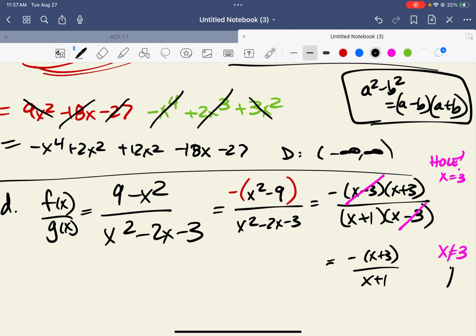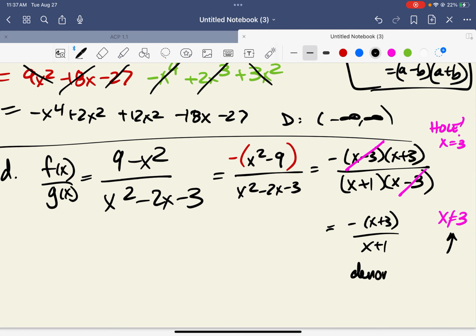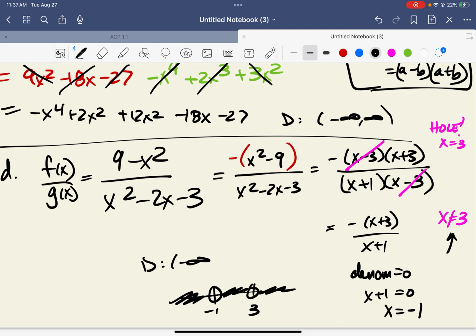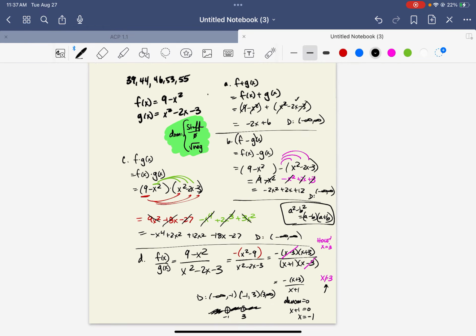So we already know x can't be 3, but here we can just set the denominator equal to 0, and we get that x can also not be negative 1. So if you're not allowed to be negative 1 and you're not allowed to be 3, you can be anything in between. That means your domain is negative infinity up to negative 1, from negative 1 to 3, and then from 3 to infinity. Okay, so that is every part of that one. That one was number 39.